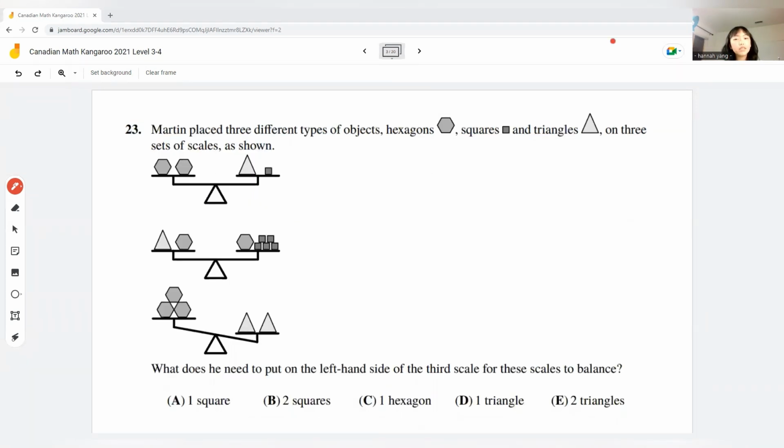Problem 23. Martin placed 3 different types of objects, hexagons, squares, and triangles, on 3 sets of scales as shown. What does he need to put on the left-hand side of the third scale for these scales to balance?